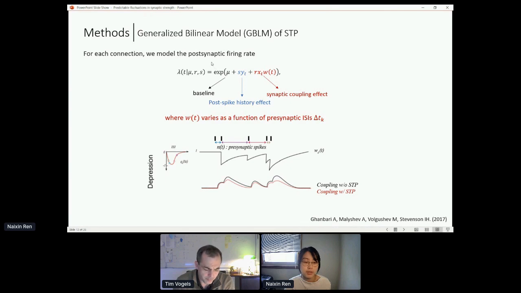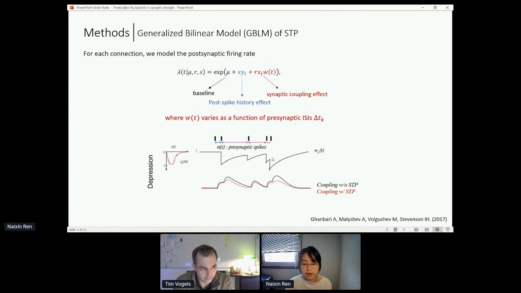So here, the post-synaptic firing rate is modeled as a combination of 3 components. First is the baseline, the second is the post-spike history effect, and the third is the synaptic coupling effect, which varies over time. And here, this WT varies as a function of the presynaptic interspike intervals, and this is the STP part of the model. So here shows an example of a depression synapse.